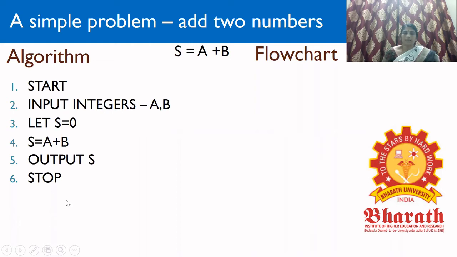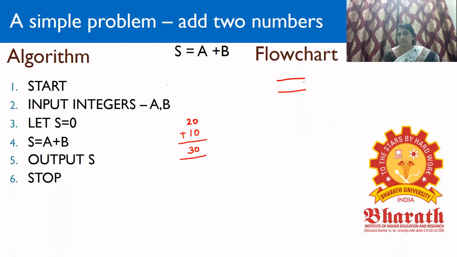When we add, we have already seen in our lower classes. So when we add the two numbers, say 20 and 10, those are the two numbers. And then when we add, 20 plus 10 is equal to 30. So the flowchart of the corresponding algorithm can be as follows.